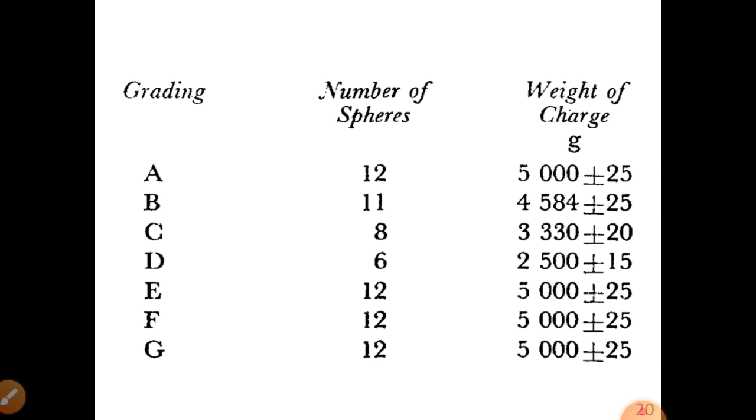For these gradings, number of spheres are different and the weight of spheres is known as weight of charge. For grading A, 12 spheres are used and weight of charge is 5000 gram or 5 kilogram. For grading B, 11 spheres. For grading C, 8 spheres. Grading D, 6 spheres. For E, F and G, 12 spheres are used.